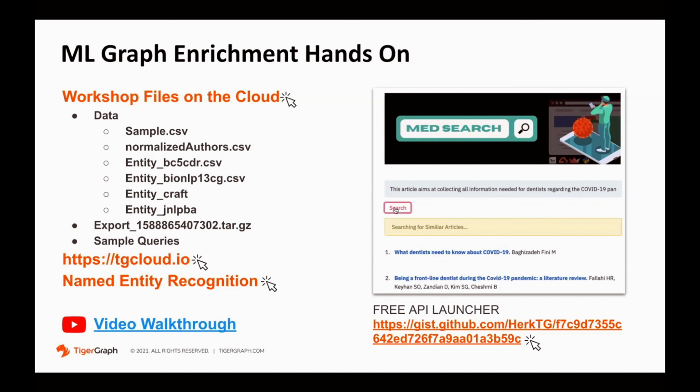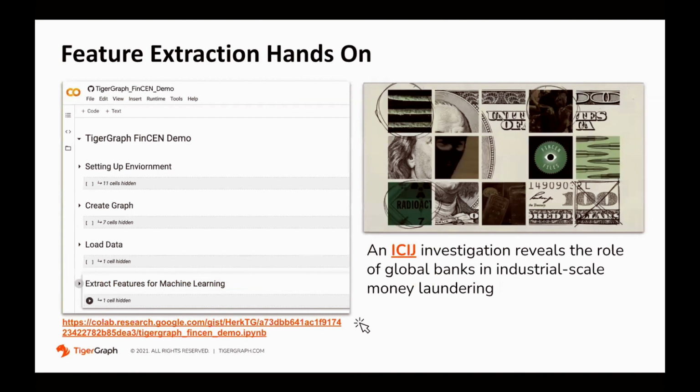It just looks exactly like Google. It's pretty simple. You have an input field and a search button, and it's going to search for similar articles based on what you input. Essentially, this lab walks you through how you can create your own Google on top of these medical papers. The next part we're going to talk about is feature set extraction.